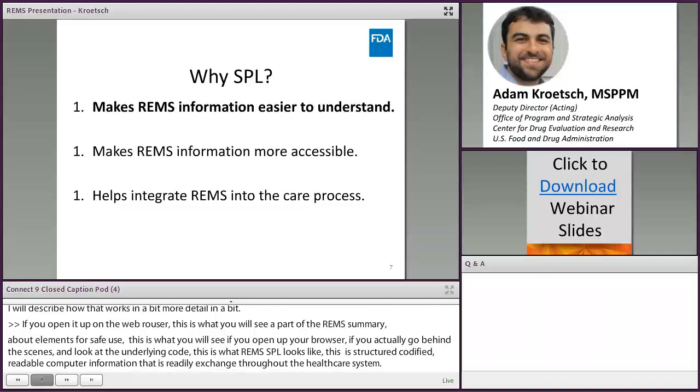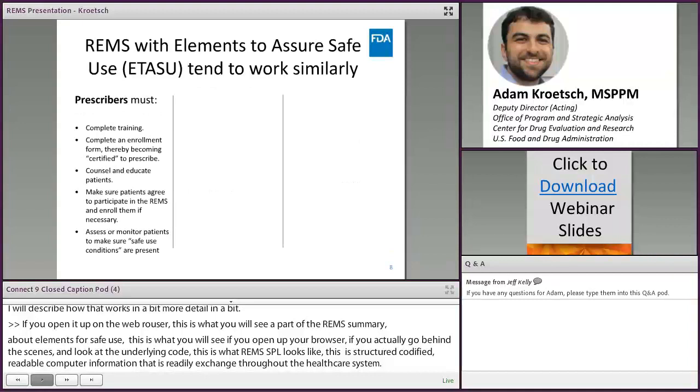So the goal of the presentation for today is to help explain the role that SPL can play in making REMS information easier to understand, more accessible, and better integrated into the healthcare process. So I'm going to spend some time talking about each of those things. And I'll start with how SPL makes REMS information easier to understand.